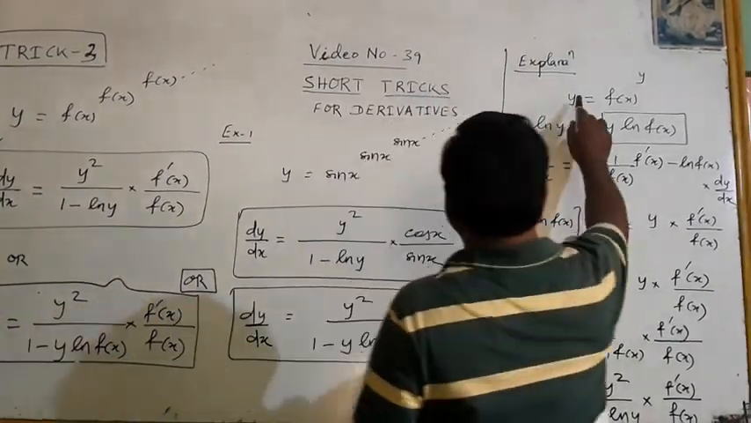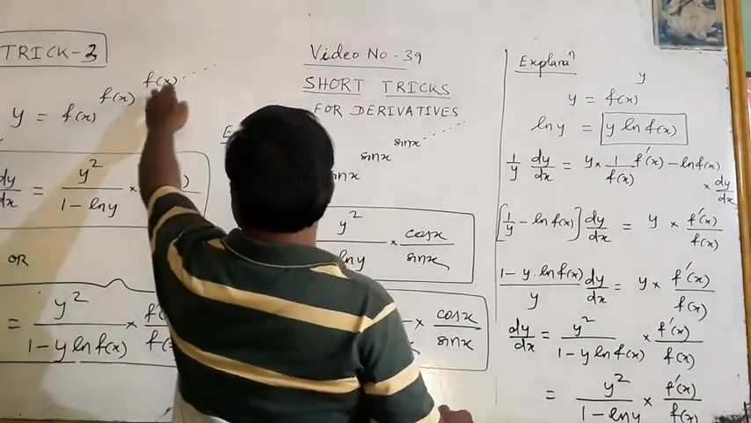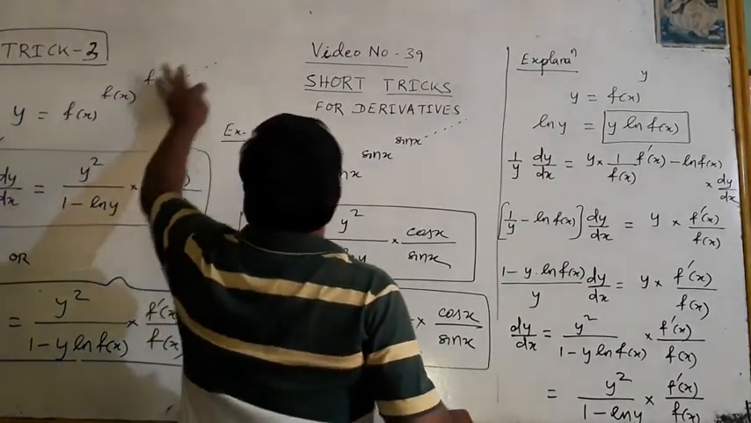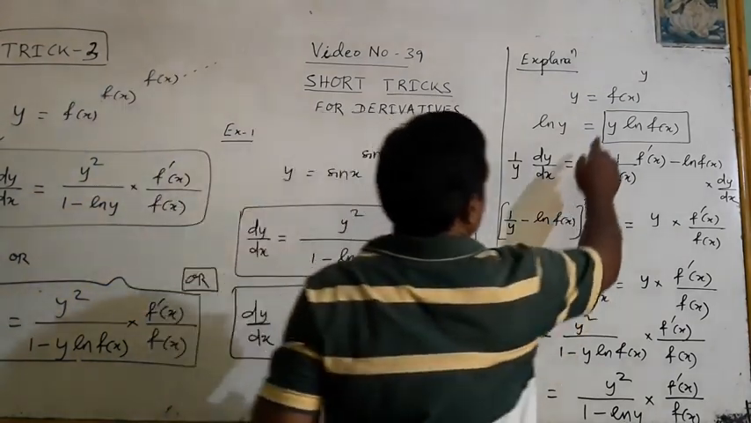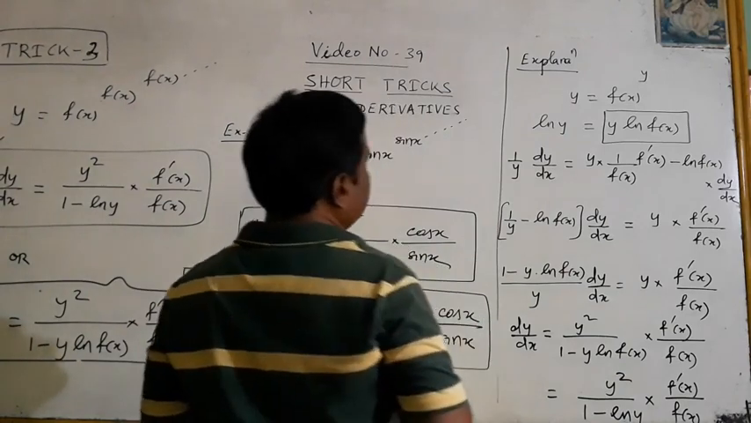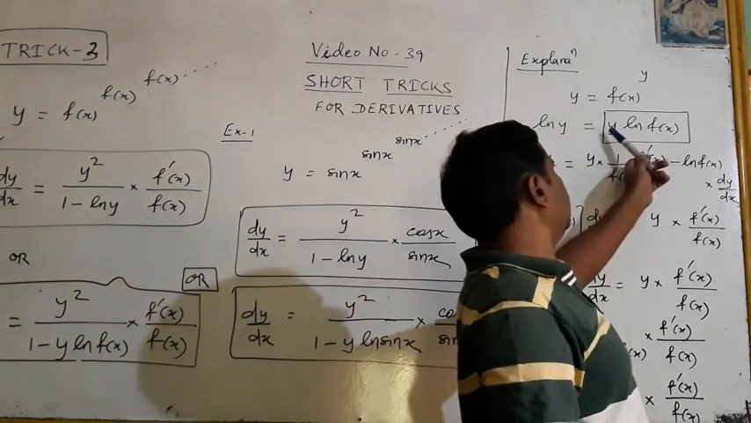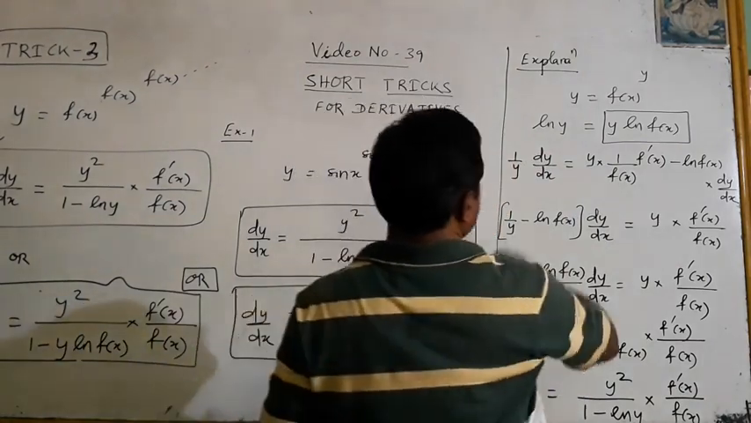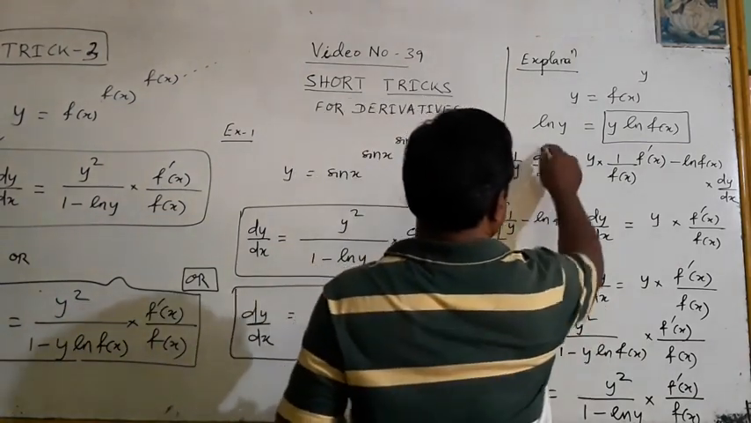So y is equal to what? f(x) to the power f(x) to the power f(x), dot dot dot. So I will write y is equal to f(x) to the power of y. And ln y is what? y ln f(x). Now differentiate both sides.